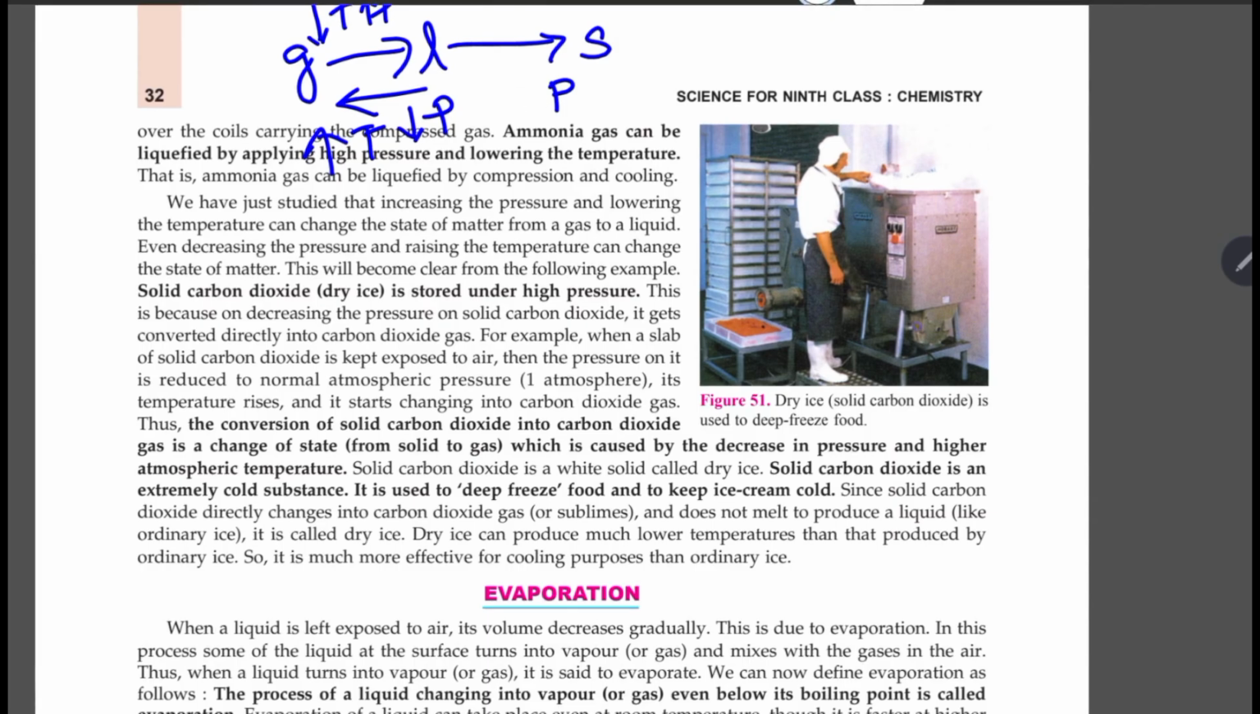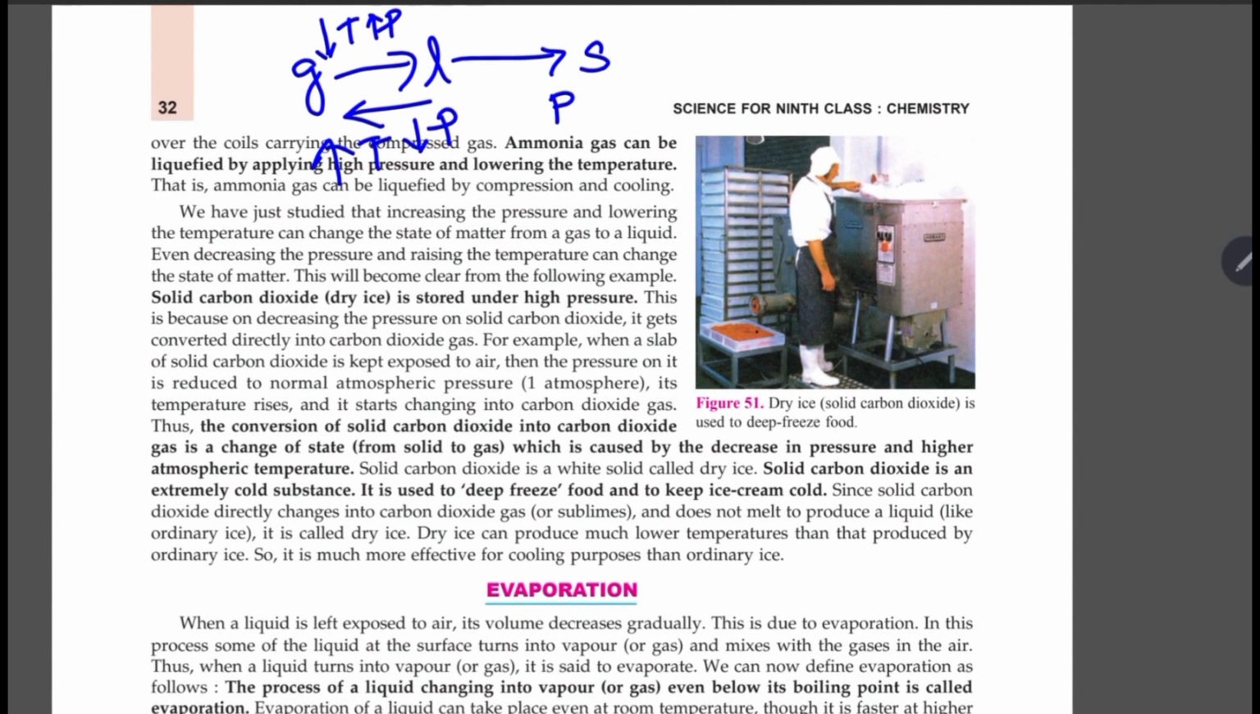Okay, so I'll just rectify over here. What I need to do, liquid to a solid state means increasing the pressure, decreasing the temperature. Okay, so again, solid to a liquid state. This solid to a liquid state. So what I need to do? I need to increase the temperature. I need to decrease the pressure.